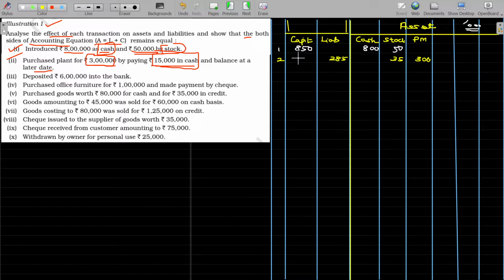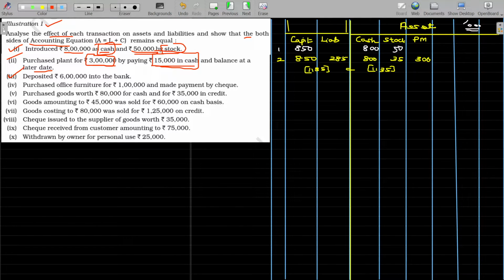Capital being 850, liability 285, cash being 800. Cross verify whether both the sides are matching. So here 1135 is the total of the liability side. In the asset side also the total is 1135. So it's matching, isn't it? Matching. The accounting equation remains constant. Okay.